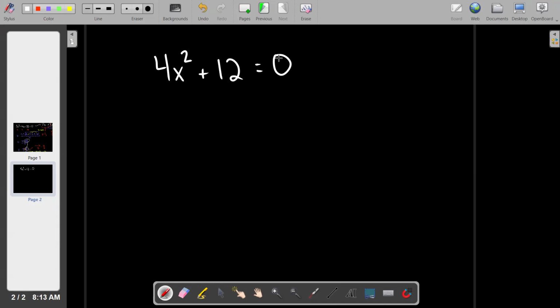Nope. I mean, I appreciate the sentiment. You mean like, do you want to divide everything by 4? Is that what you meant? Yes, we could divide this entire equation by 4. I love this thinking.